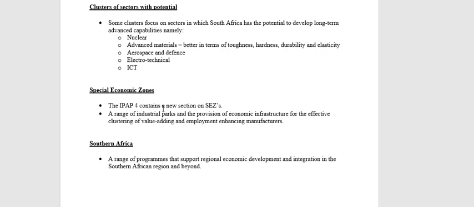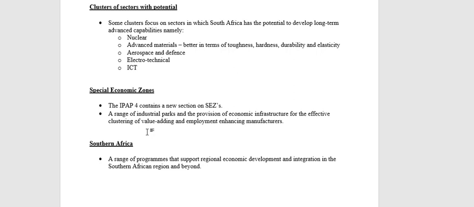Right, then special economic zones. We are going to look at this in detail later. It is part of the essay question later. This is obviously just an introduction. The special economic zones were introduced through IPAP 4, and this basically consists of a range of industrial parks and the provision for economic infrastructure so that value-added services can happen in these special economic zones. Okay, it's specifically identified areas of high industrial development where all the infrastructure that is needed by manufacturing concerns is made available, and there are fast growing industries inside of these zones.